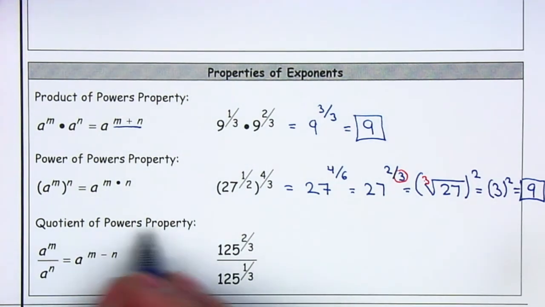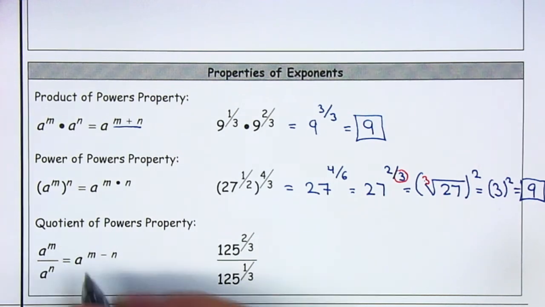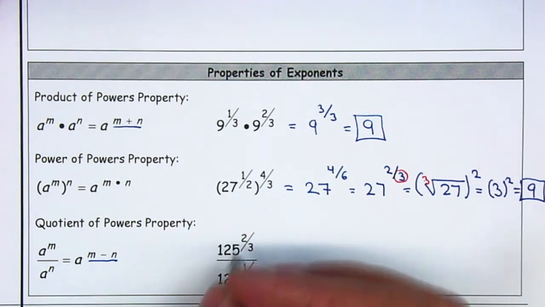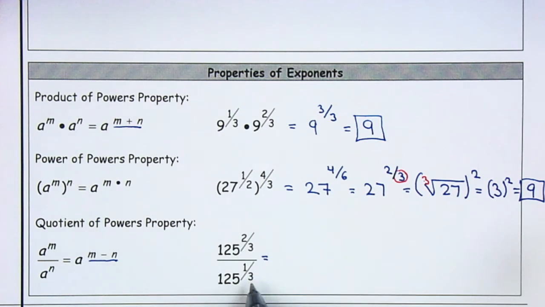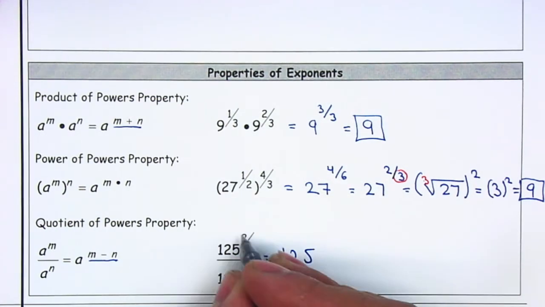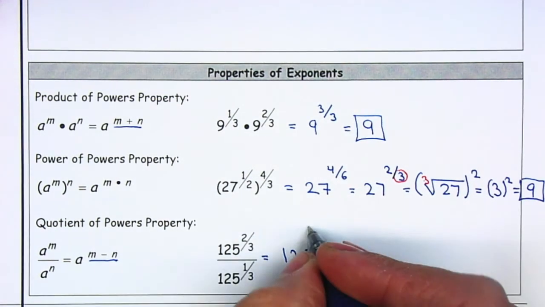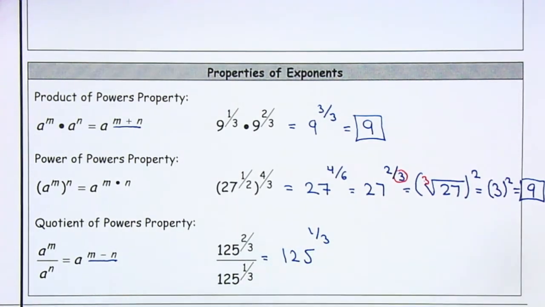For the quotient of powers property, if we have two terms and they have the same base, we can subtract the exponents. In this case, they have the same base, 125, the top and the bottom. We need to subtract. Remember, to subtract, we need to have the same denominator. They do have the same denominator, so we can just have 125. 2/3 minus 1/3 will be 1/3. 2 minus 1 is 1. The denominator stays the same.